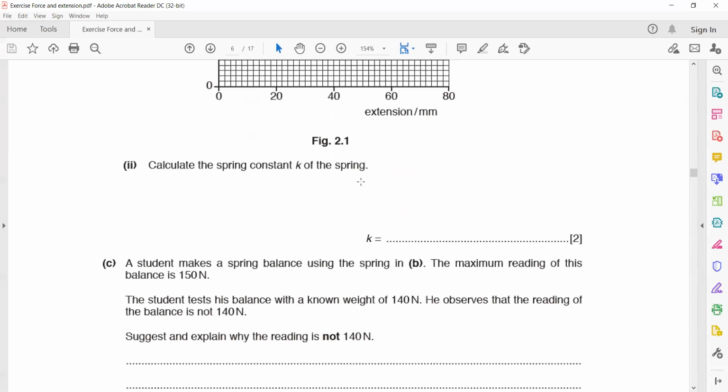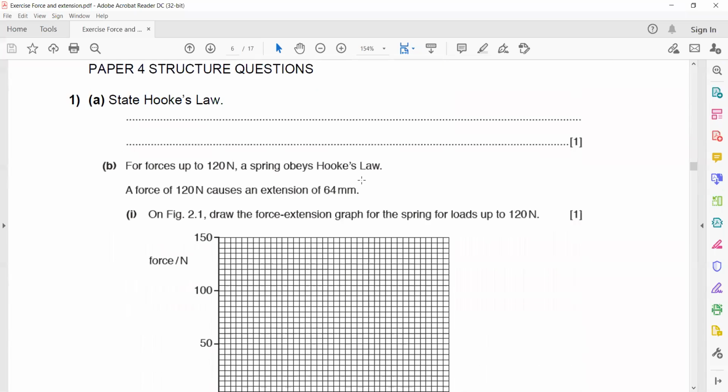Then tomorrow we'll do some structure questions. The first one I will solve now, and later we'll do the remaining. What is Hooke's law? State Hooke's law. Hooke's law states force is directly proportional to extension under elastic limit or within limits of proportionality.